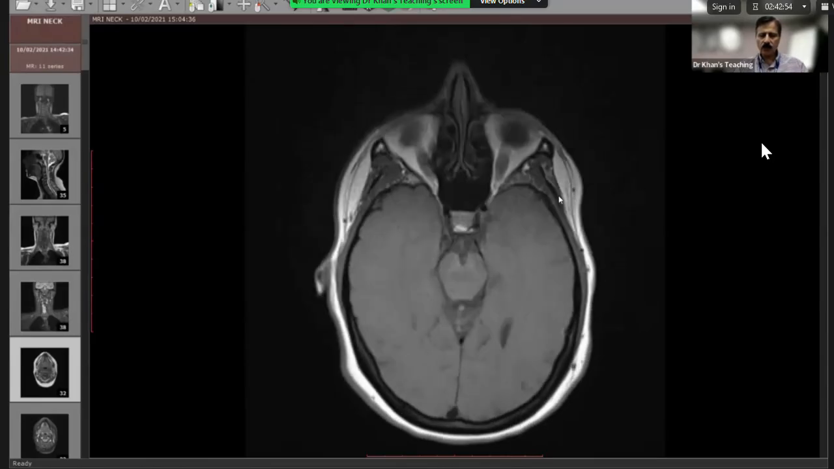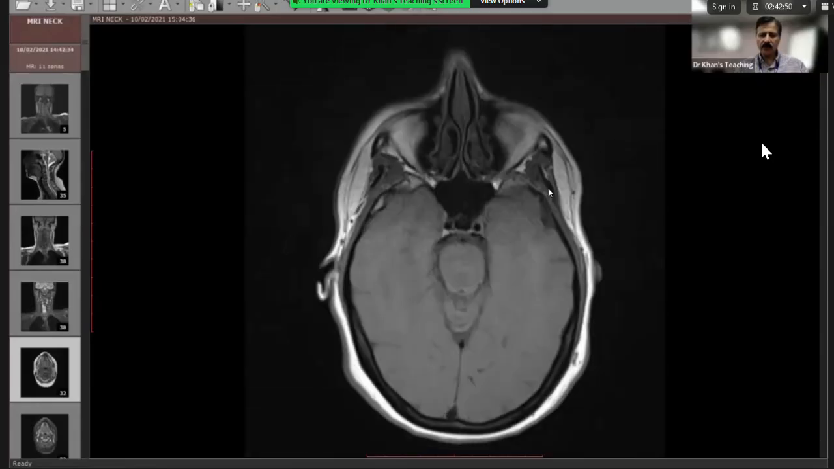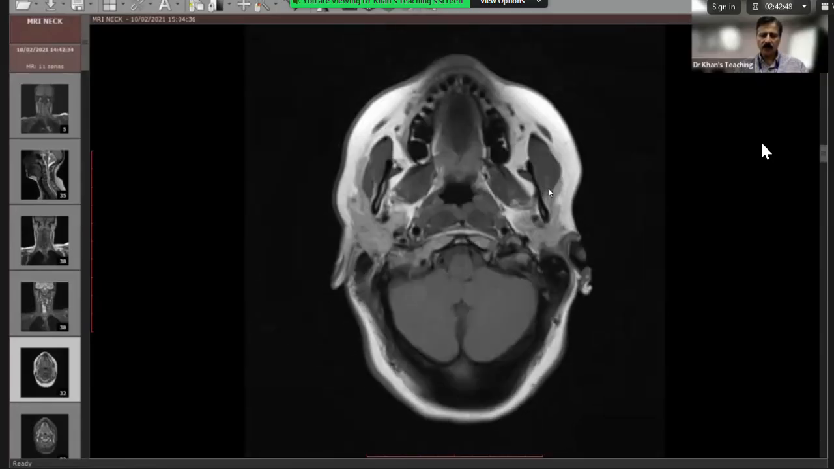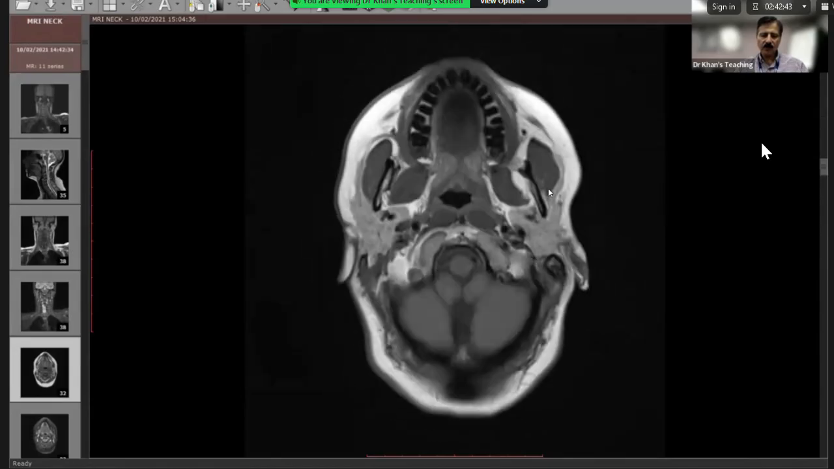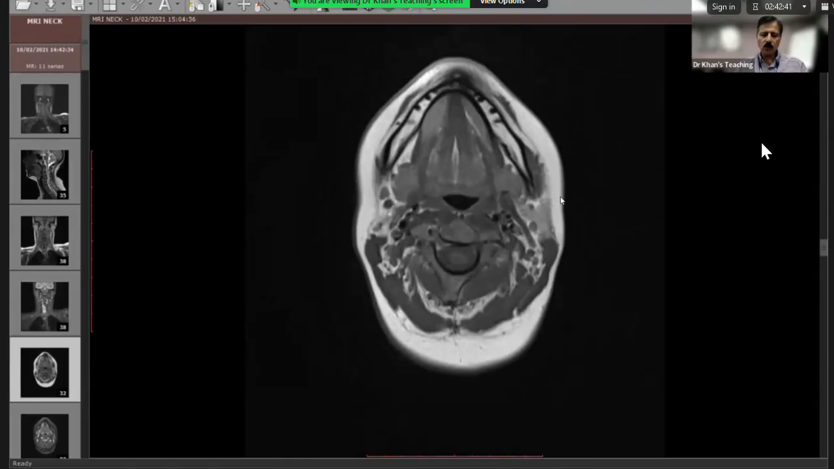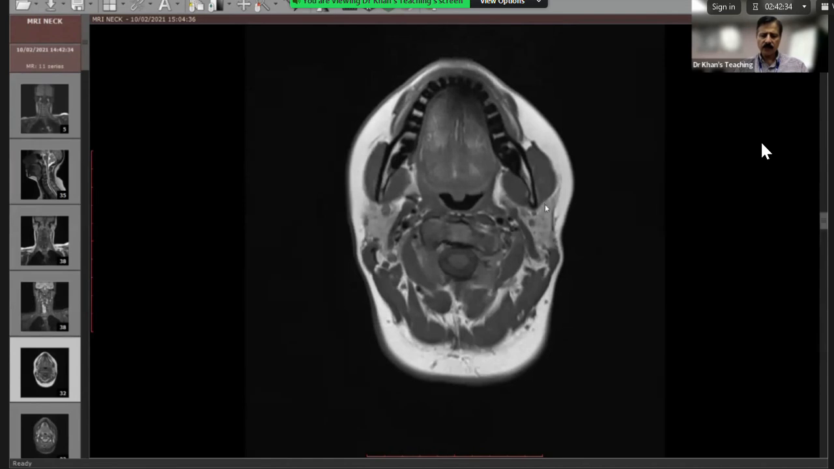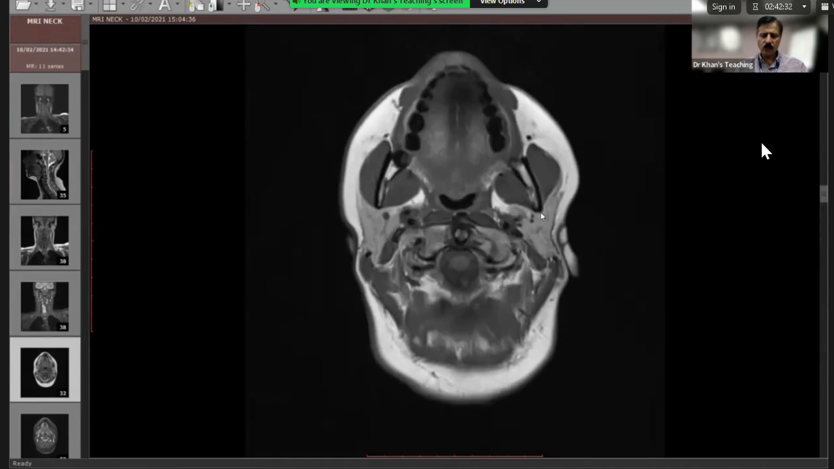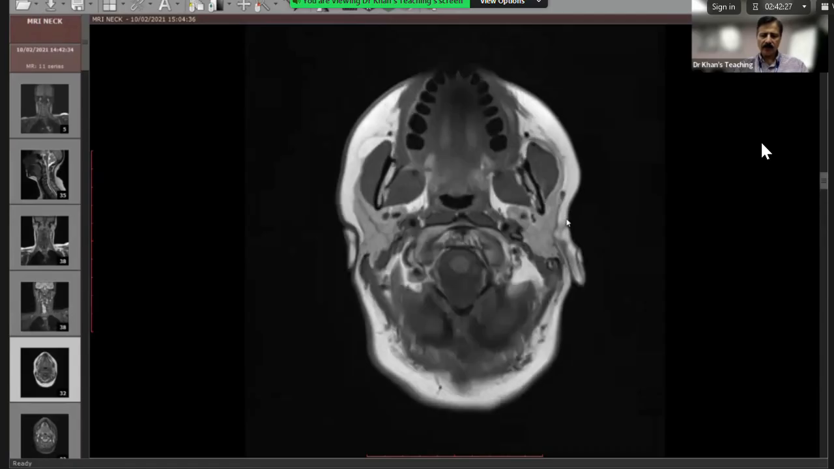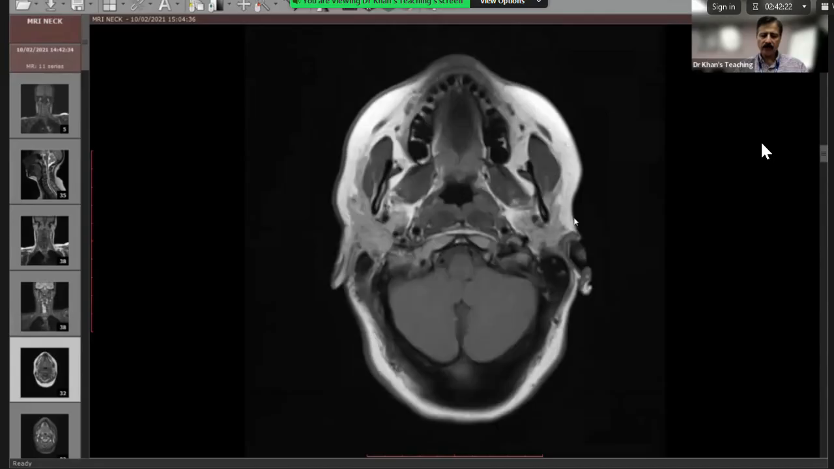Now, if I go superiorly, there is a muscle here. So this muscle has to be the temporalis muscle. So this was the masticator space. Here, we can also cover the parotid space. Now, this is the mandibular condyle. Posterior to that, this thing is the parotid gland. And in the parotid gland, there is a vein here, which is the retromandibular vein.